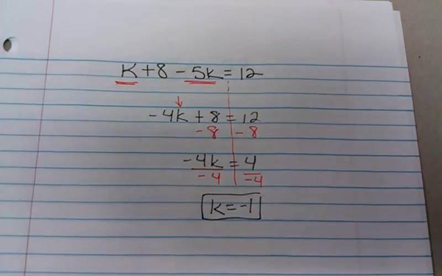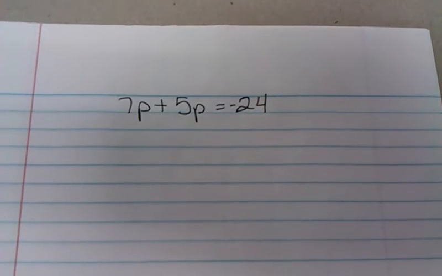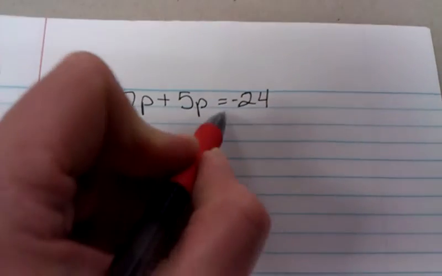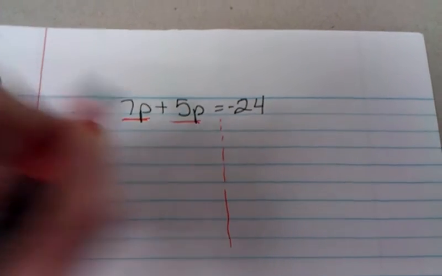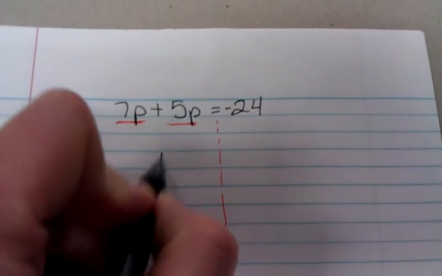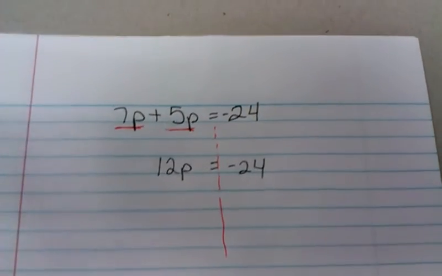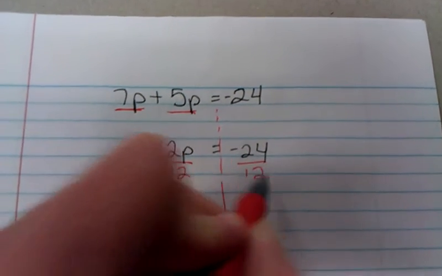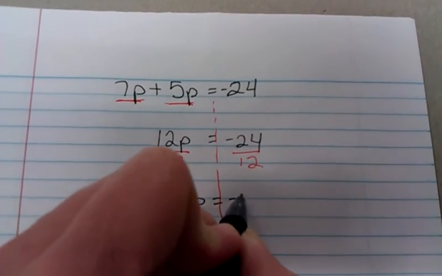The next problem, there's the next one. Try and solve this one. Right here, I'll draw my line. I'll put my p's together. 7 plus 5 is 12p equals negative 24. I will divide by 12 on each side. P equals negative 2.